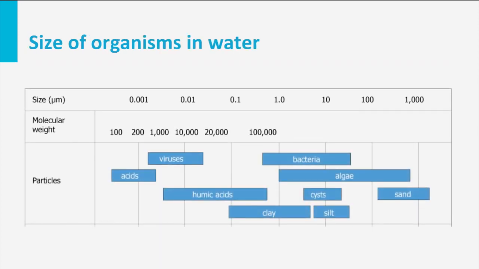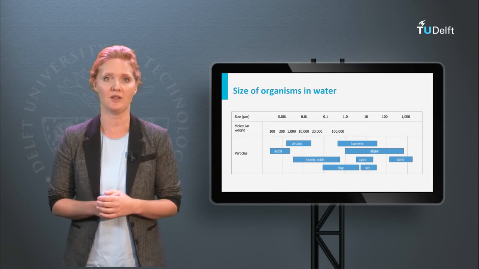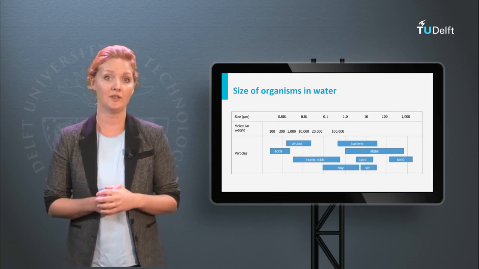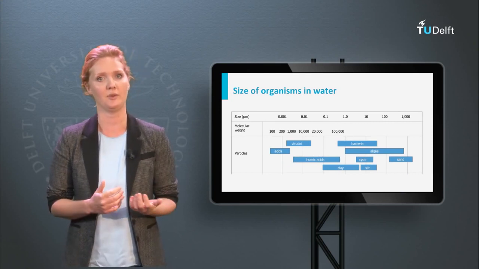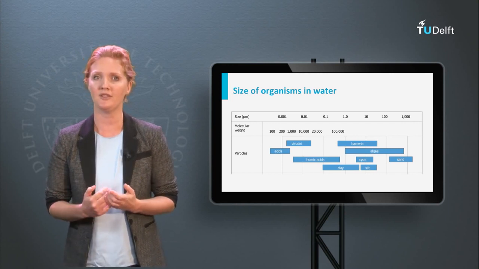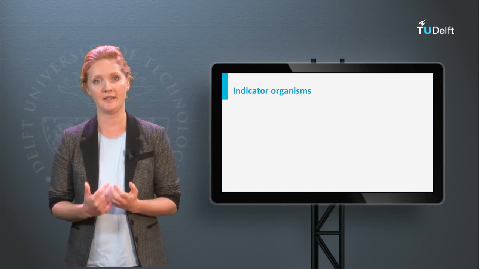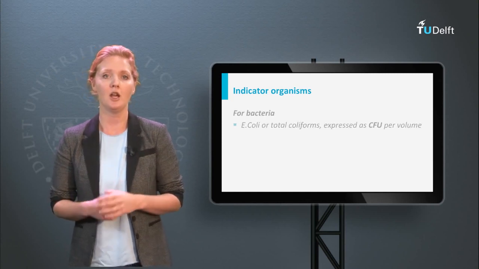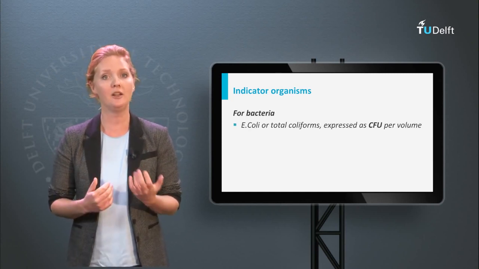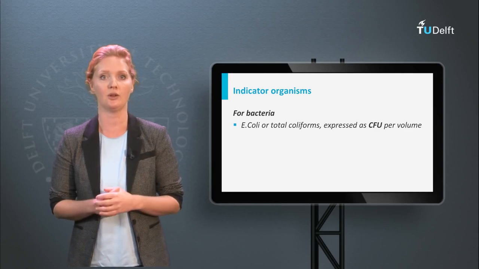The size of bacteria, viruses, and different particulate matter in water determines to a great extent their removal potential by treatment processes. There are analytical techniques to determine what pathogens are in your water, but for safety reasons it is preferred to measure indicator organisms and not the real disease-causing organisms. For bacteria, coliforms or E. coli are used as indicator organisms.